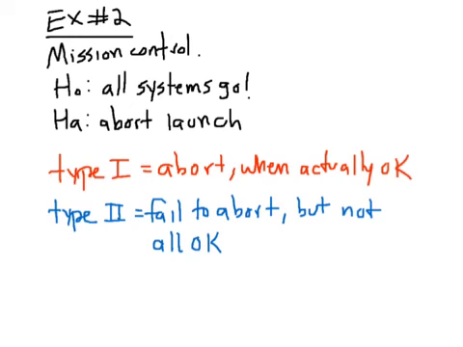A type 2 error is where you fail to reject where you should. So the type 2 error in this case would be you failed to abort the launch, but actually things are not okay. So the rocket's probably going to blow up or something like that, or the satellite's going to blow up. Again, in this case, which is worse, I think pretty clearly a type 2 error is worse because you've lost your million or billion dollar system.